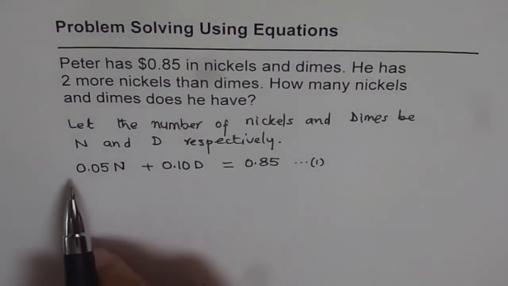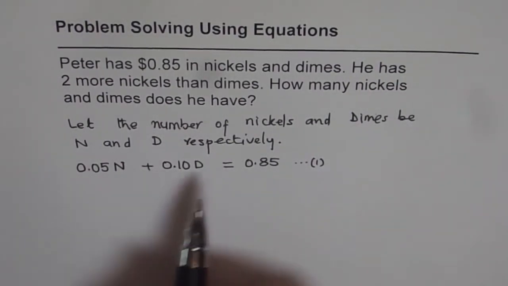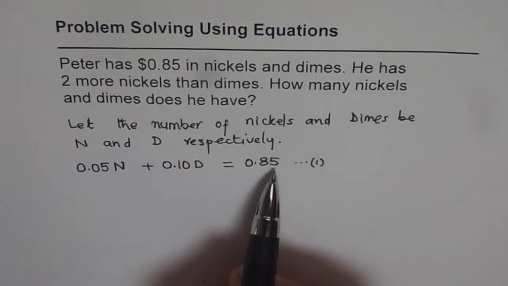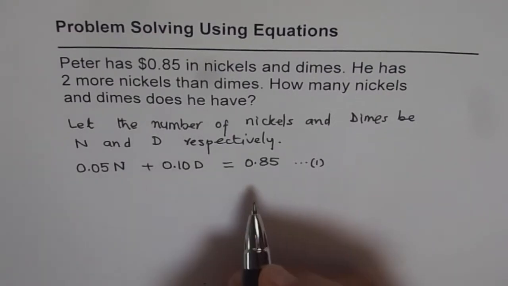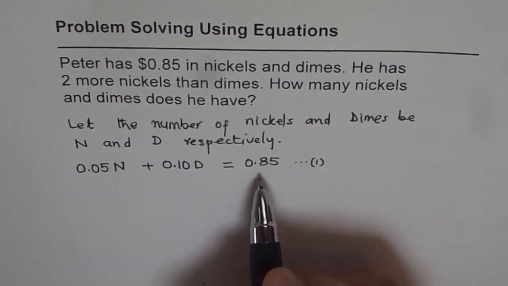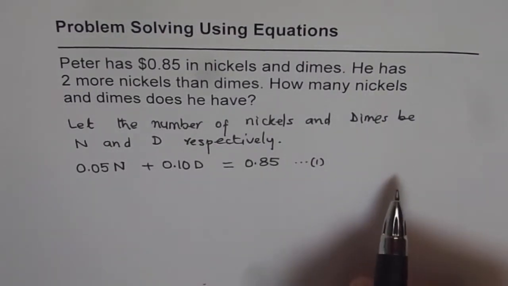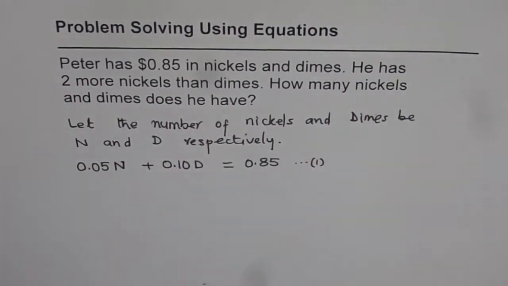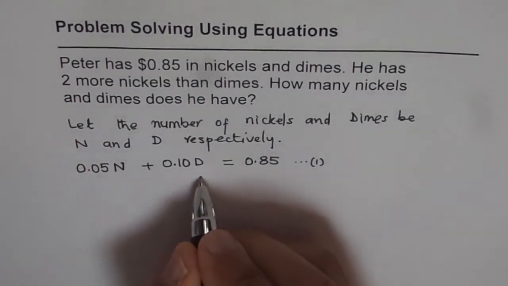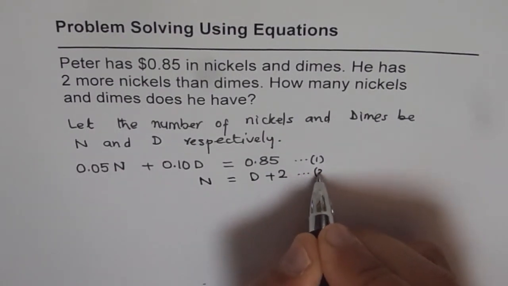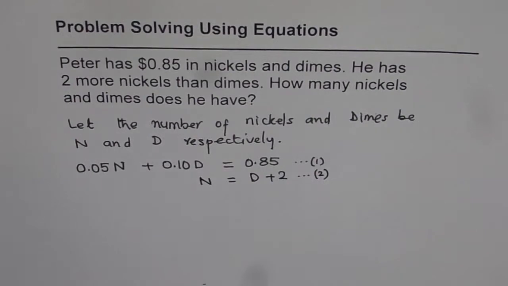Remember, I was saying you could have multiplied everything by 100. If you do that, you get 5 nickels, 1 dime, and 85 as the number here. That's actually a good idea to do. But let me work with decimals because I know that is tougher, and we'll do it without decimals later. The next statement is he has 2 more nickels than dimes. So nickels are more, and therefore we can write nickels equals dimes plus 2. That is our equation number 2. So that is how we get 2 equations. We have 2 equations and 2 variables, so we can always solve for both of them.